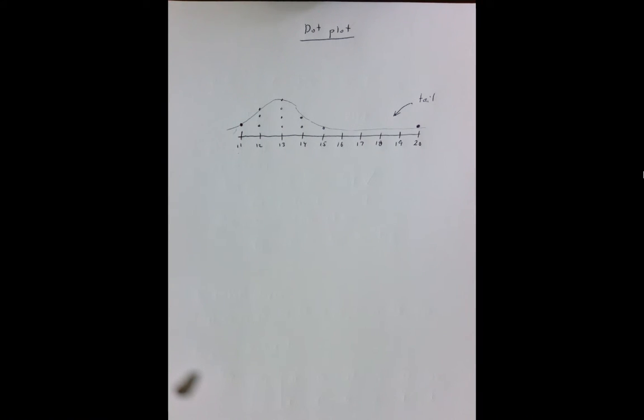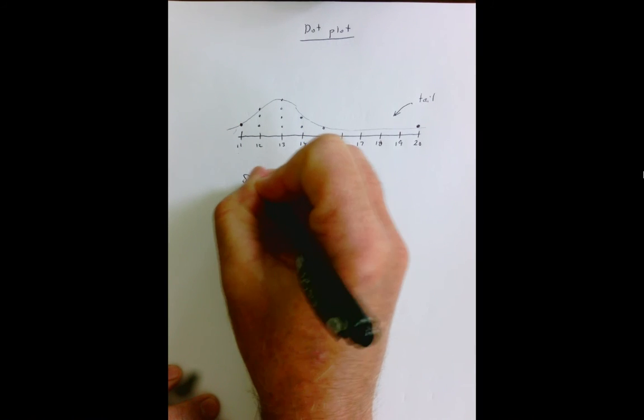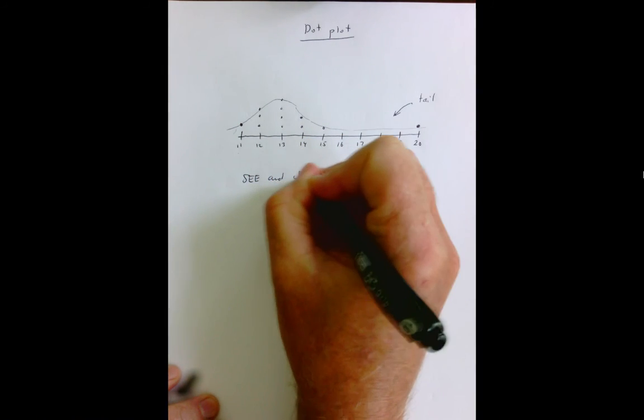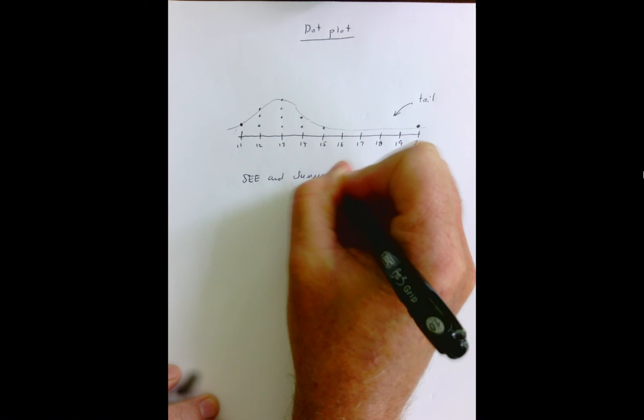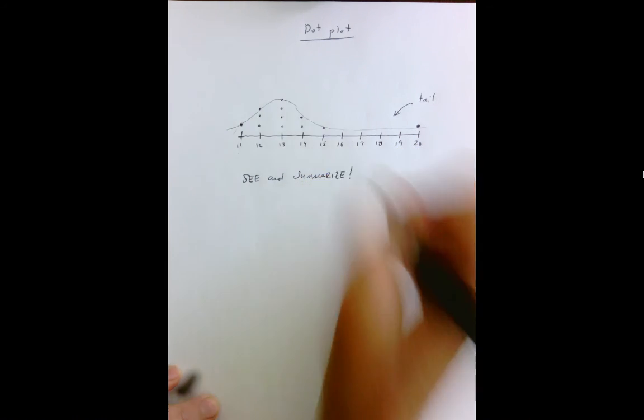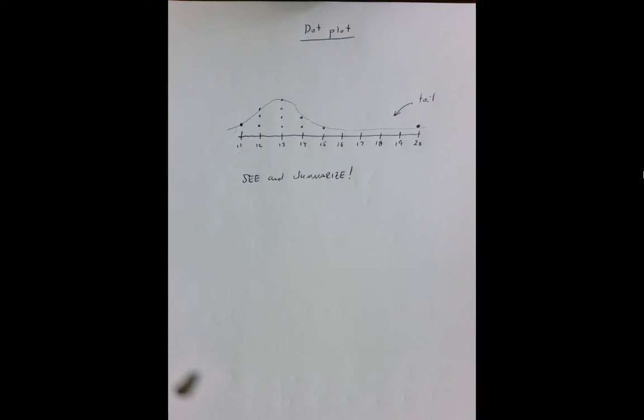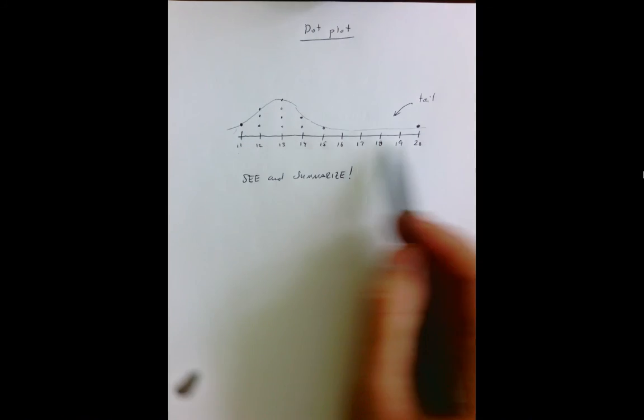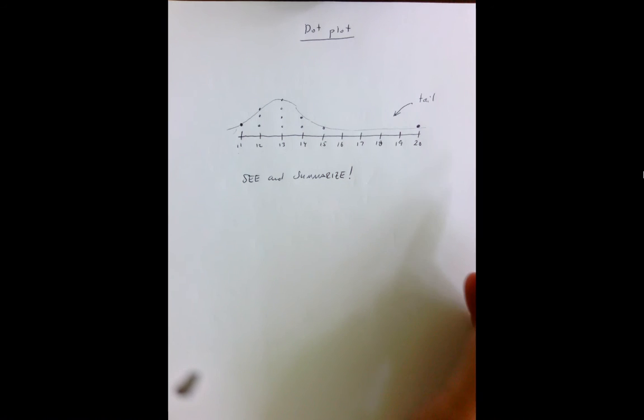Now, what that does is it allows us to better summarize. So again, see and summarize. Think this is important? Well, when I repeat things a billion times in a video, it means it's important. We now see the distribution, and now we want to summarize it.